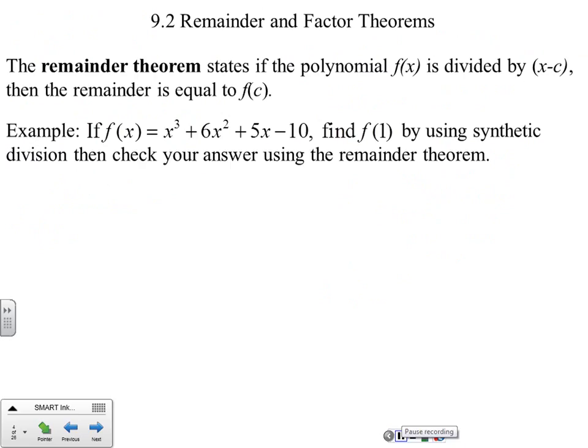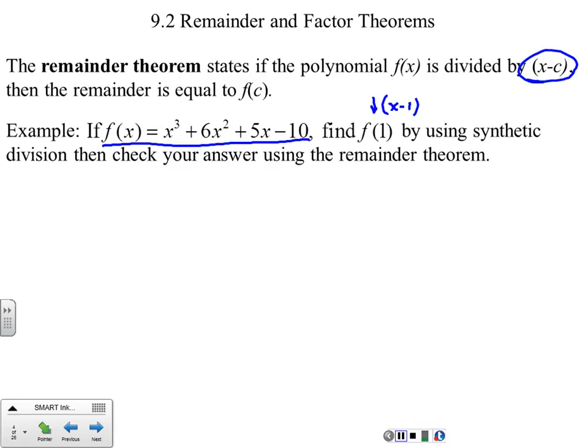All right, so the next thing we're going to talk about is the remainder theorem. Each section is going to build on the previous section. As far as the remainder theorem and the factor theorem are concerned, we're going to talk about the remainder theorem first. The remainder theorem states that if the polynomial f of x, in other words your function, is divided by a binomial, for example x minus 1, then the remainder is equal to f at c, whatever you're plugging in.